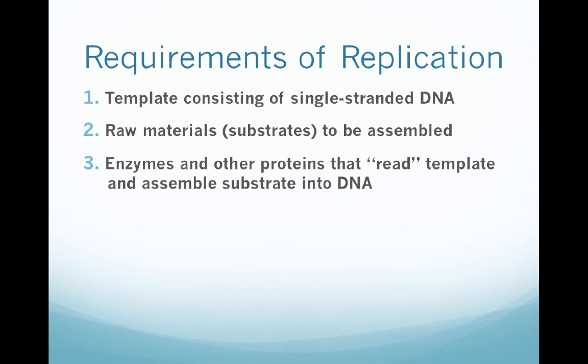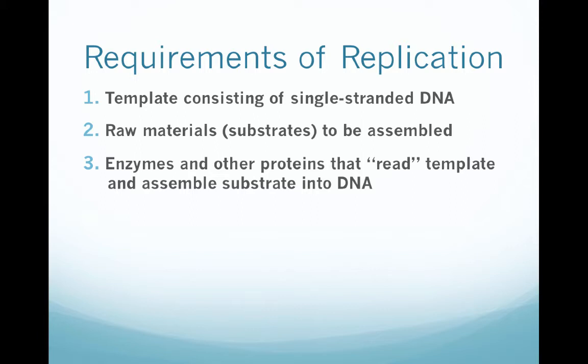Part 2 of chapter 12, we're going to start looking at the requirements of replication. There are three major aspects to DNA replication that have to be very consistent for it to be successful. The first one is that you have to have a template of single-stranded DNA for DNA to be synthesized from. So you've got to have that template in place.